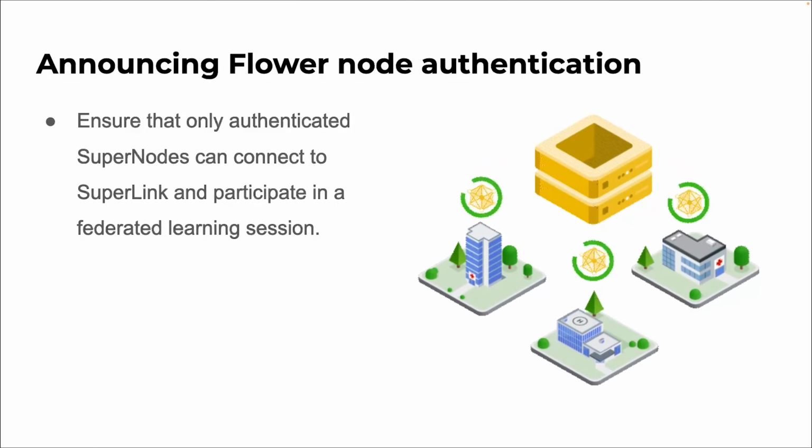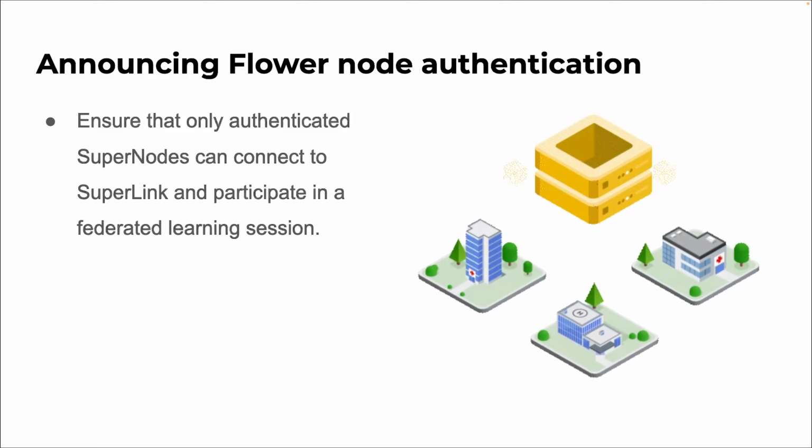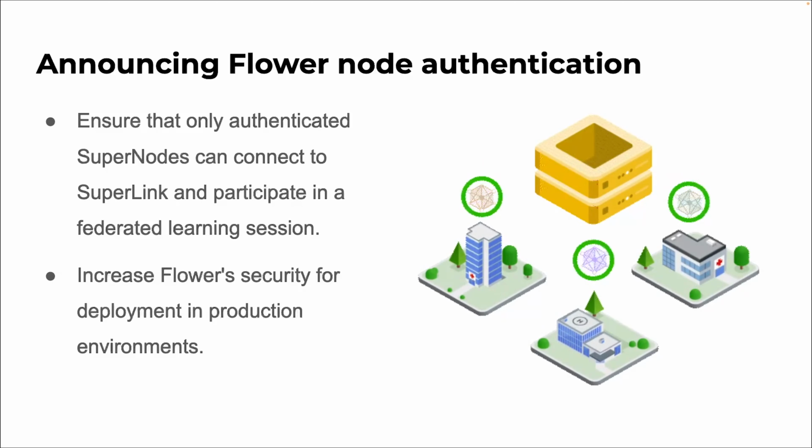Today, I want to share with you some exciting new features from our recent release of Flower. In version 1.9, we are enhancing the security of Flower with a new authentication feature that ensures only authenticated supernodes can connect to Superlink and participate in a federated learning session. This is a significant step in our effort to make Flower as secure as possible for deployment in production environments.